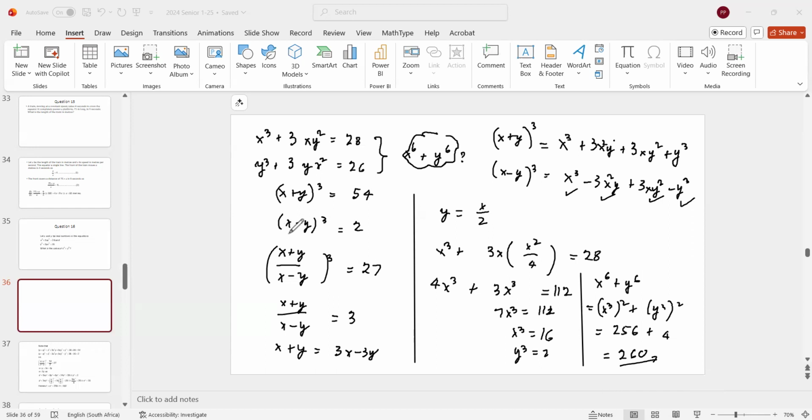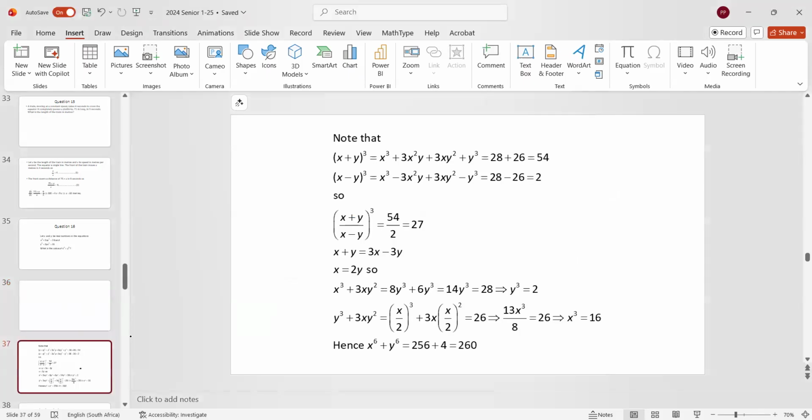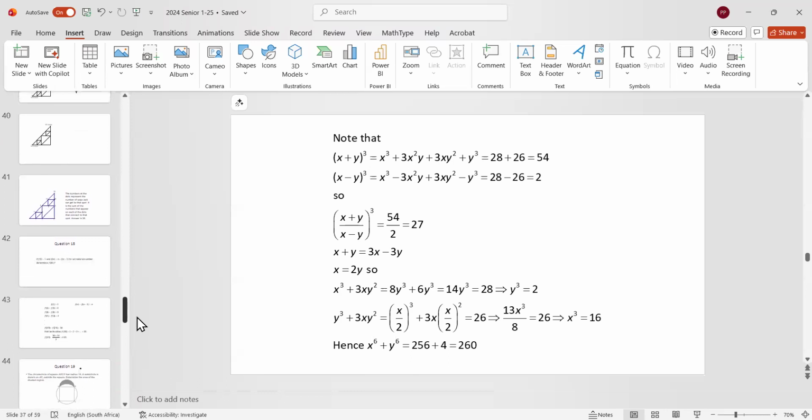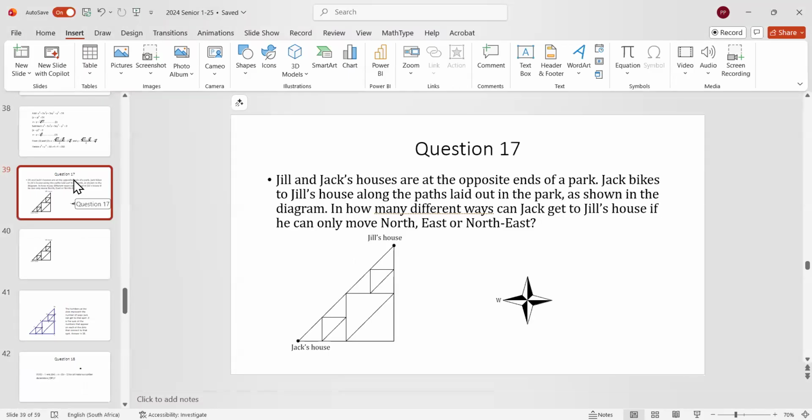Okay, so just remember the answer is 260. Let me check to see whether this is the answer that is predicted. There it is. If you look at it, it's almost the same as what I did. All right. Let's now get on to the next question, which is question 17.